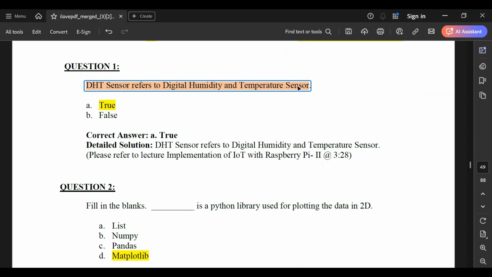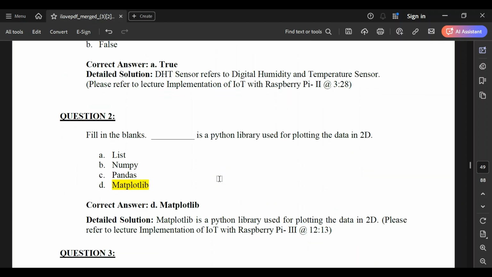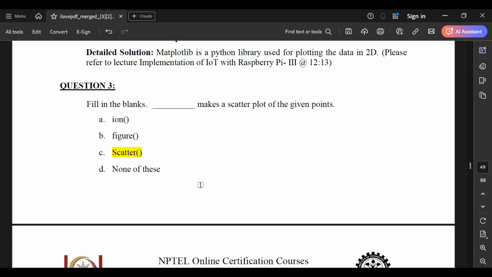So it is true. Now moving to the second question, fill in the blanks. Blank is a Python library used for plotting data. So matplotlib. Makes a scatter plot of the given points. So scatter. You can remember.